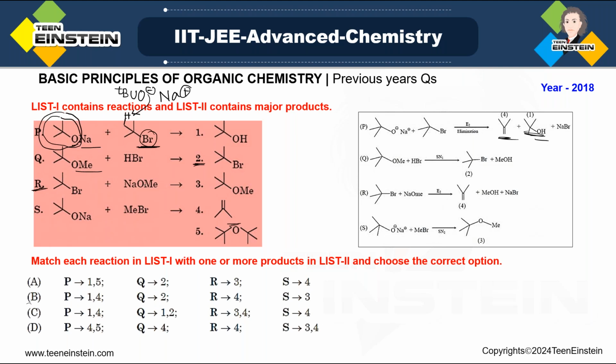In the third case, we have NaOMe. Again, MeO minus is a very good base. It will capture this beta hydrogen. Why am I saying beta? Because with respect to bromine, this is alpha, this is beta. When beta hydrogen is removed, that is beta elimination, and you get a double bond. That means again it is matching with molecule 4. Only one C=C double bond containing molecule is present here. So this is basically E2 elimination.